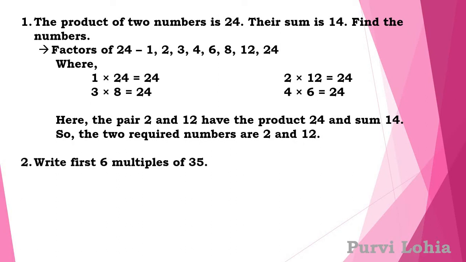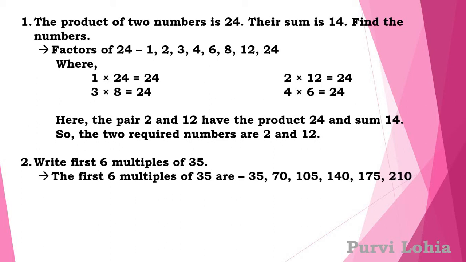The next question, write first 6 multiples of 35. So to write first 6 multiples of 35, you will multiply 35 to 1, 2, 3, 4, 5 and 6 respectively, and you will write the products. So the first 6 multiples are 35, 70, 105, 140, 175 and 210.